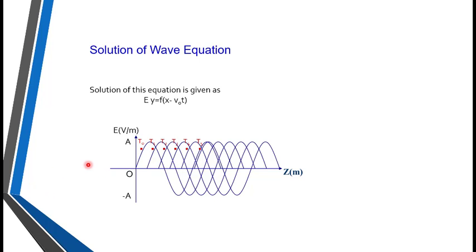If we write the solution of the Hx component, then it may be some function of x minus v naught t, or y minus v naught t. Then we can write similar equations for H also. So finally, this is the way the wave can look, or the way we can find the solution.